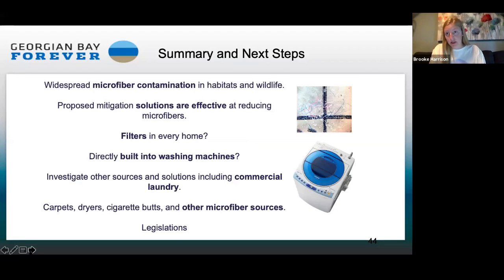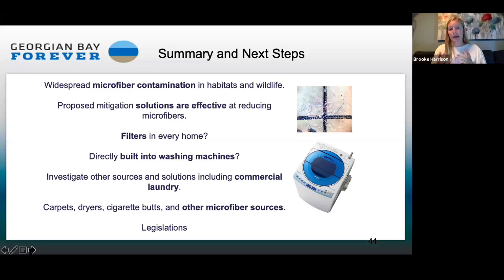What we could do is install filters in every single home. We have 100 in Parry Sound currently. We are installing 100 more in Parry Sound, both within town, but we're also doing a few on septics to start some research on the effect of microfibers on septics. So we are doing this, but we know that isn't a practical solution. What we are not encouraging is to have filters in every home.